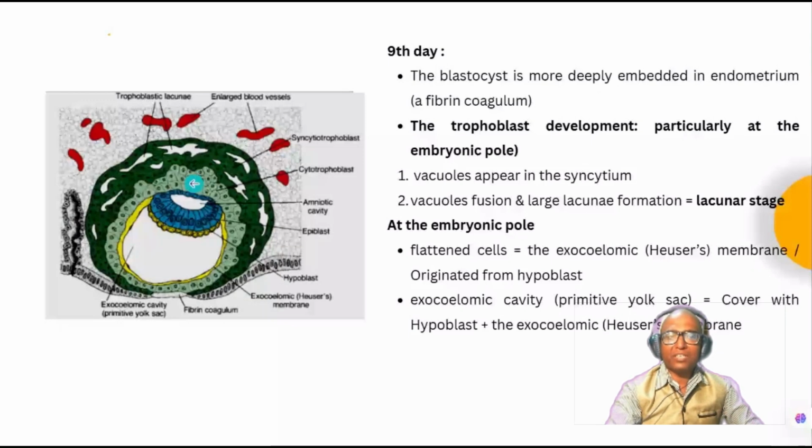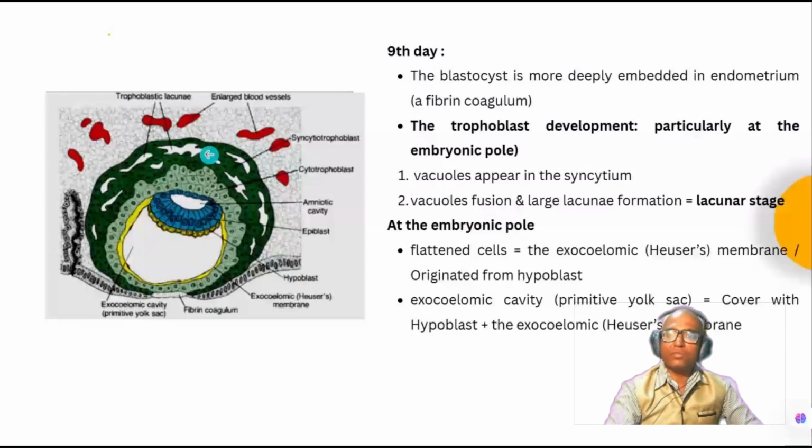What happens further in this syncytiotrophoblast, especially on the side where the inner cell mass lies, is that small lacunae will develop. These lacunae will get formed in the syncytiotrophoblast. Okay, so that is called the lacunar stage. We'll go into the details. So the 8th day we have already finished. Then what happens on the 9th day?